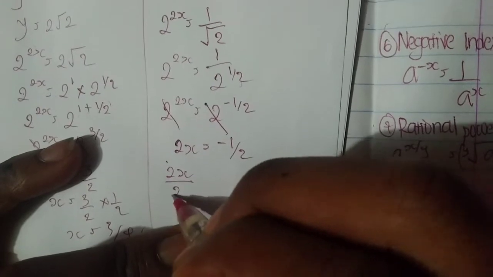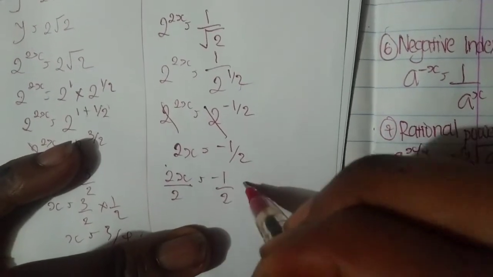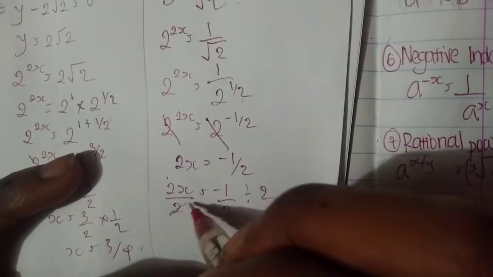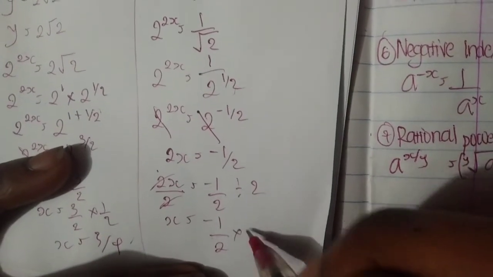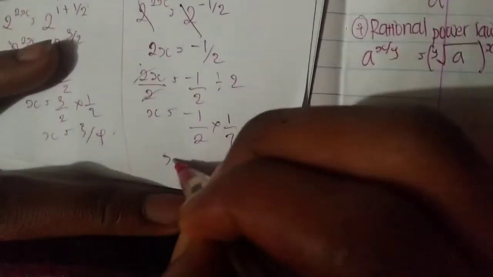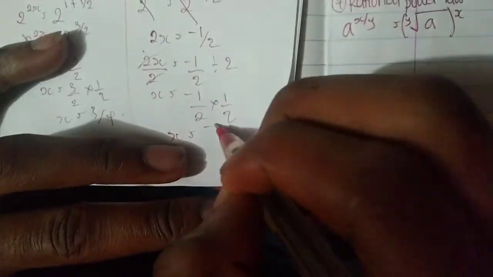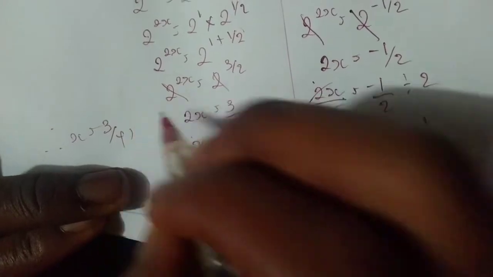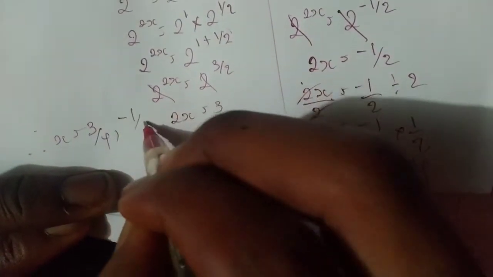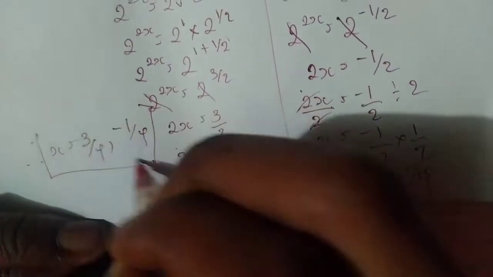This 2x divided by 2 is equal to minus 1 over 2 divided by 2. So 2 can cancel 2. We have x is equal to minus 1 over 2 times 1 over 2. So our x is equal to minus 1 over 4. So therefore our x is equal to 3 over 4 and minus 1 over 4. This is our answer.